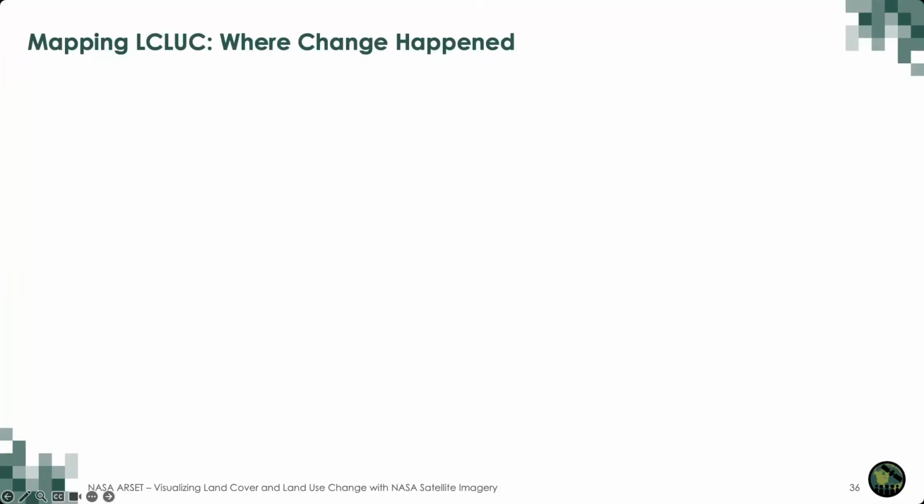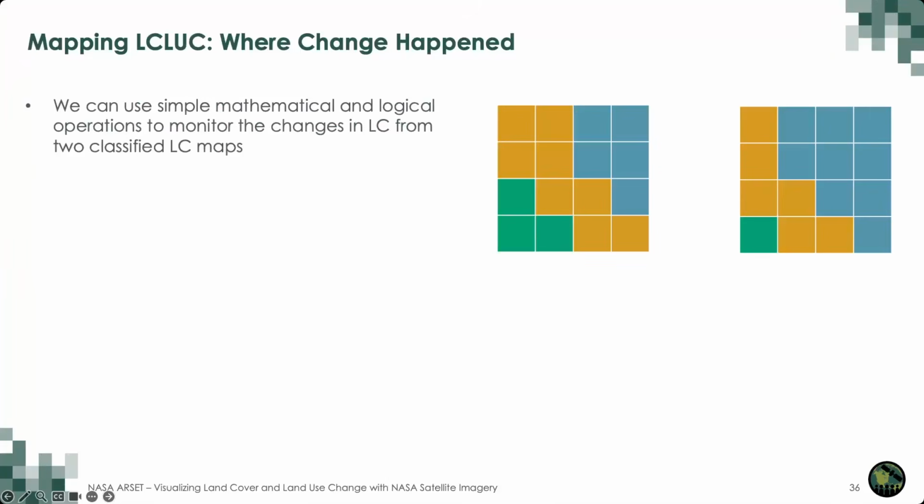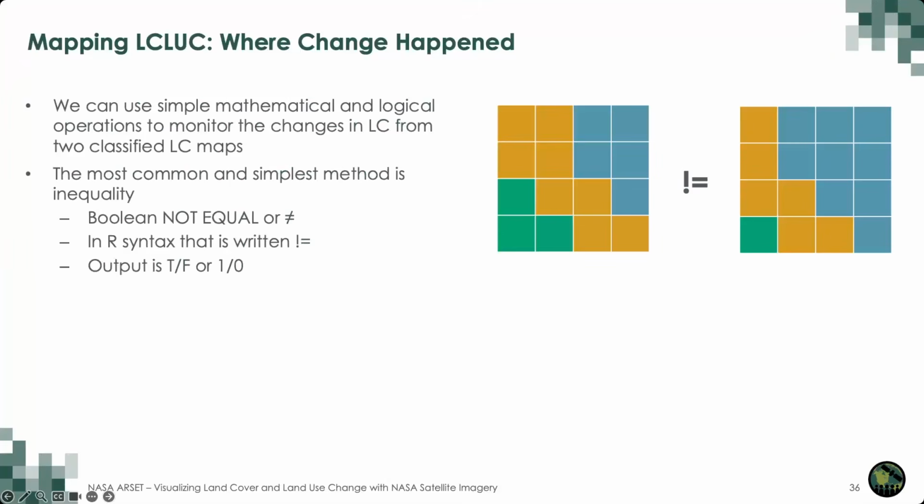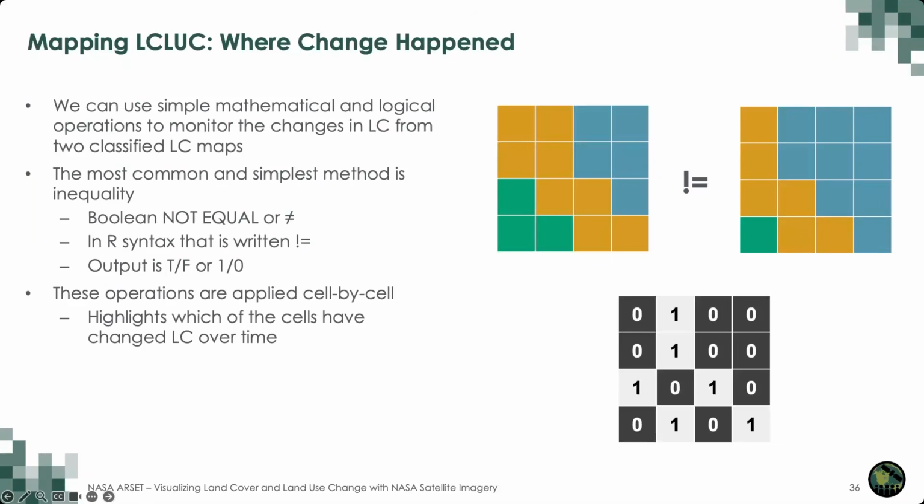We use simple mathematical and logical operations to compare land cover maps and create maps of land cover change. A simple approach to finding which cells have changed is to use a not equal operation. Going cell by cell, the operation checks to see if the earlier and later land cover classes are different. Where there has been a change, the output returns true, or 1. Where there's not been a change, the output returns false, or 0. The result is a binary map with the same dimensions as the input, which answers the question where change has occurred.